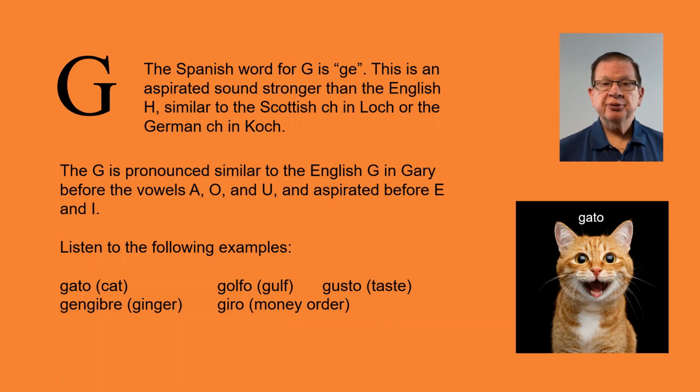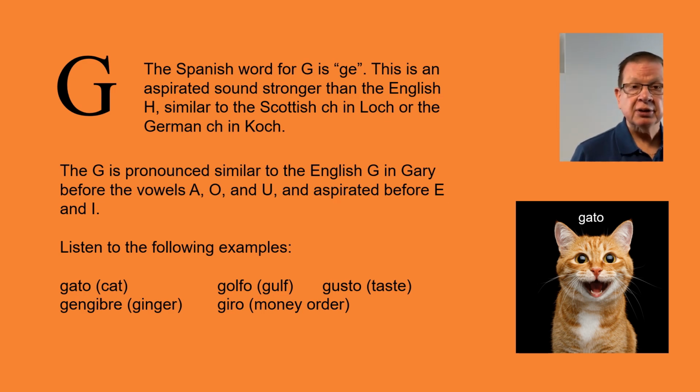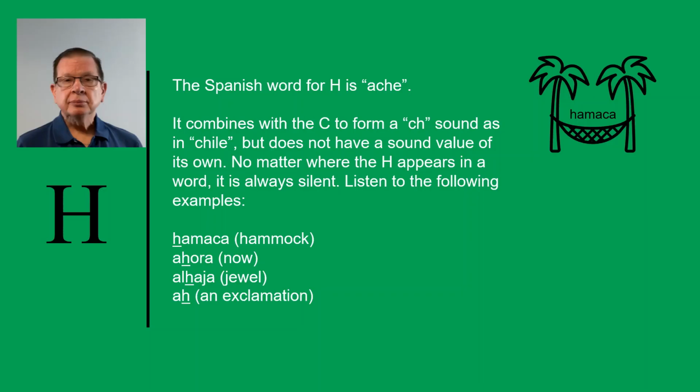G. The Spanish word for G is G. This is an aspirated sound stronger than the English H, similar to the Scottish CH in loch or the German CH in koch. The G is pronounced similar to the English G in Gary, before the vowels A, O, and U, and aspirated before E and I. Listen to the following examples. Gato, golfo, gusto, jengibre, giro.